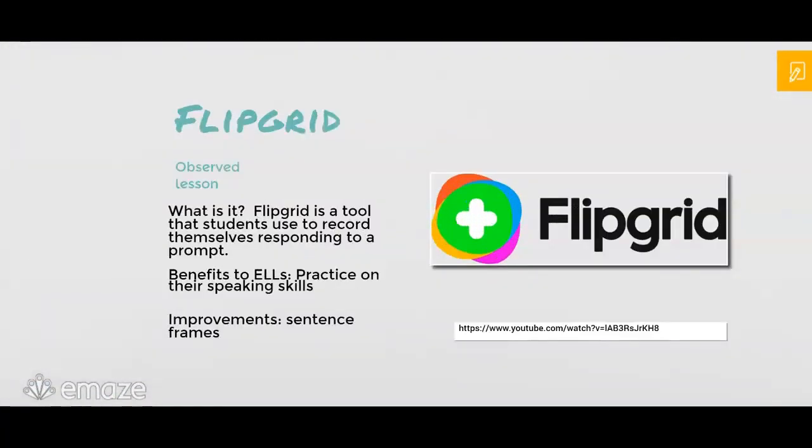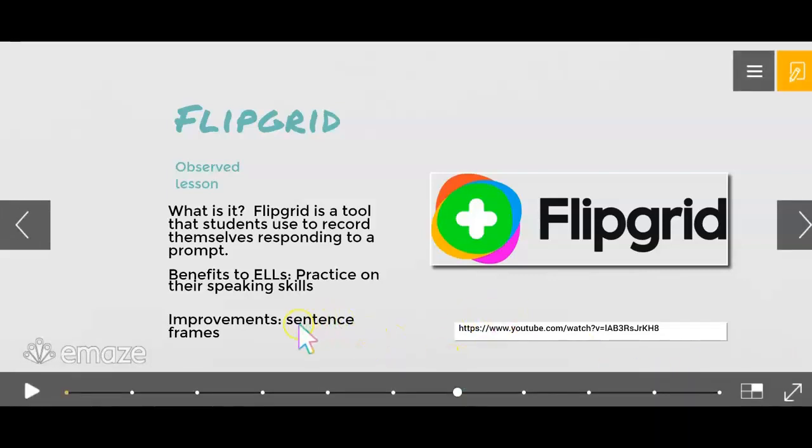Okay, the next one is Flipgrid. This was the lesson that I observed. So what is Flipgrid? Flipgrid is a tool that students use to record themselves responding to a prompt. Some benefits are that they're practicing their speaking skills, and improvements, sentence frames, which I will talk a little bit more about.